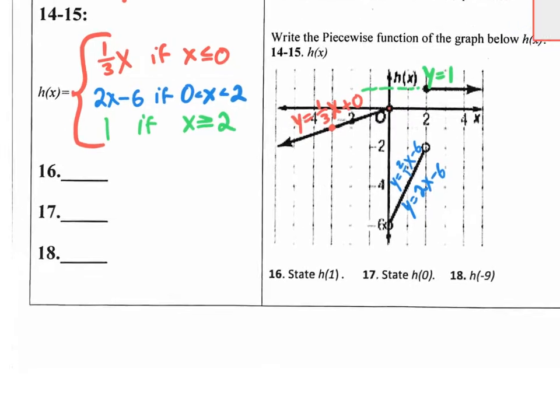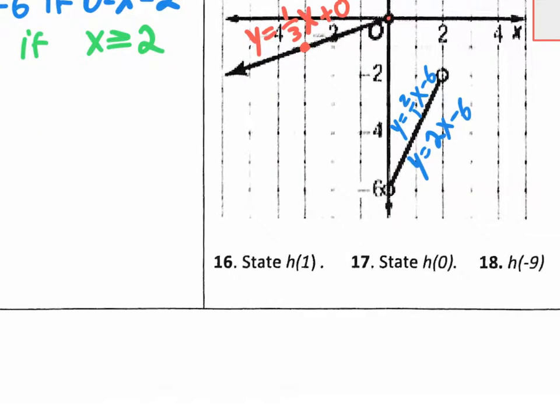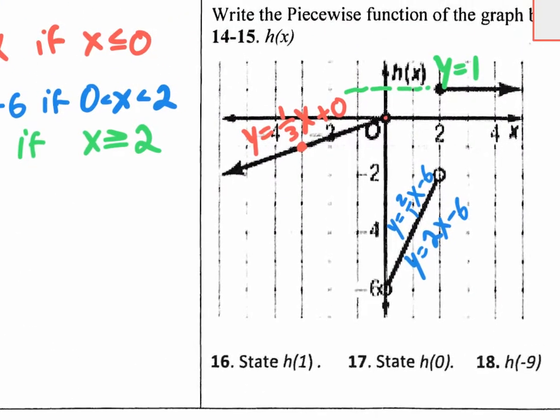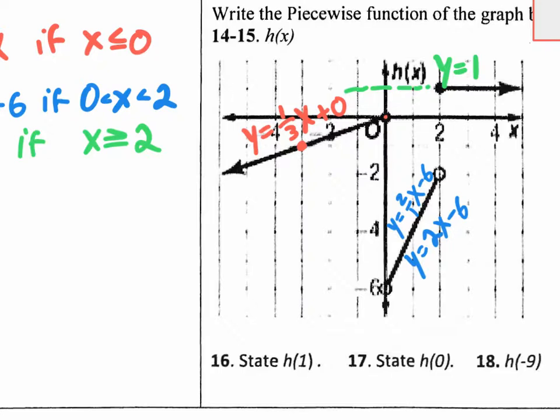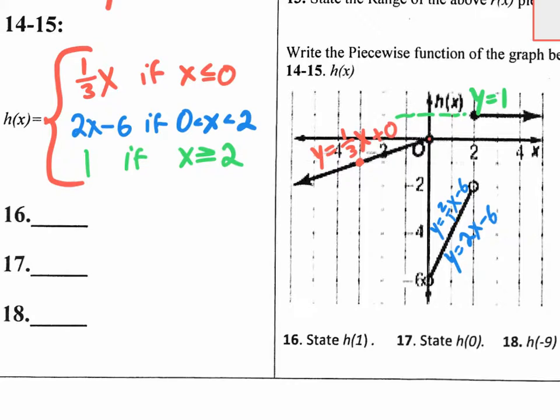And now for the easy part, number 16, state h of 1. And of course, we're talking about the above h of x piecewise function. And if it's graphed for you, you don't actually have to plug in 1 and do all the math. I mean, you could do that. Like, check it out. You could say, okay, I want to plug in 1. Where do I plug in 1?